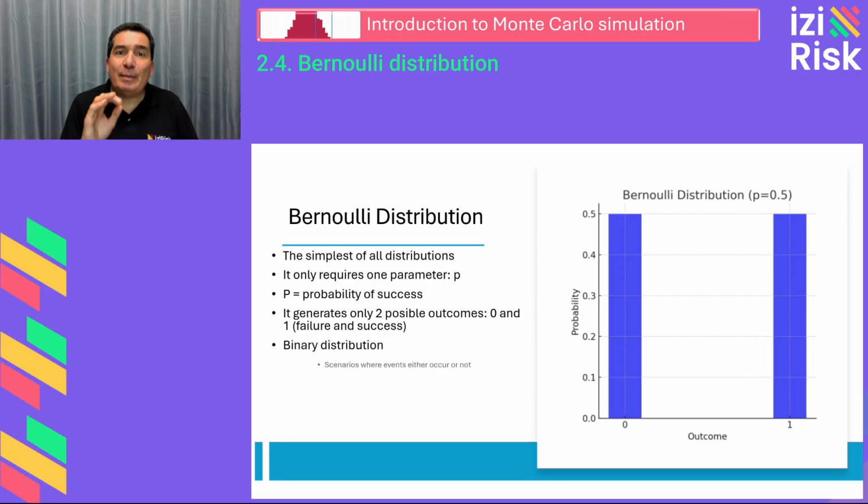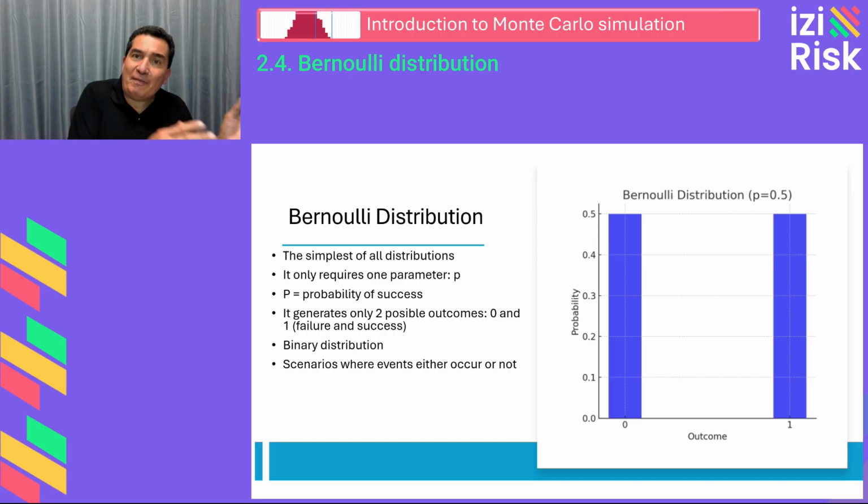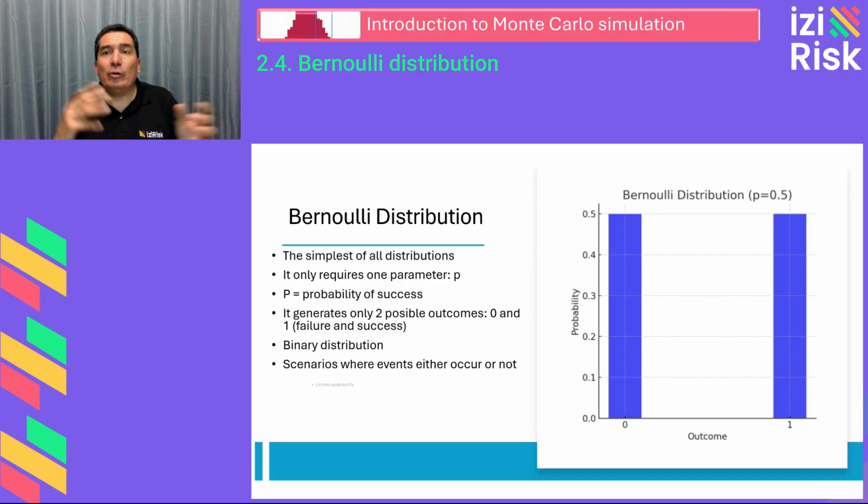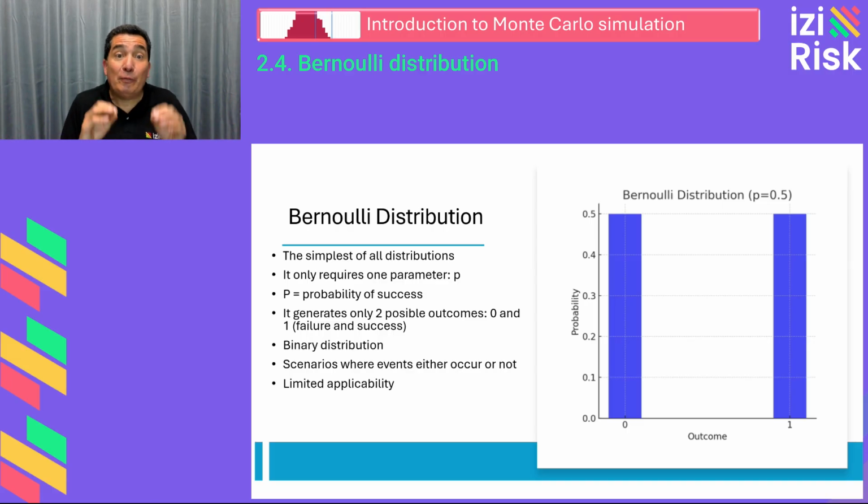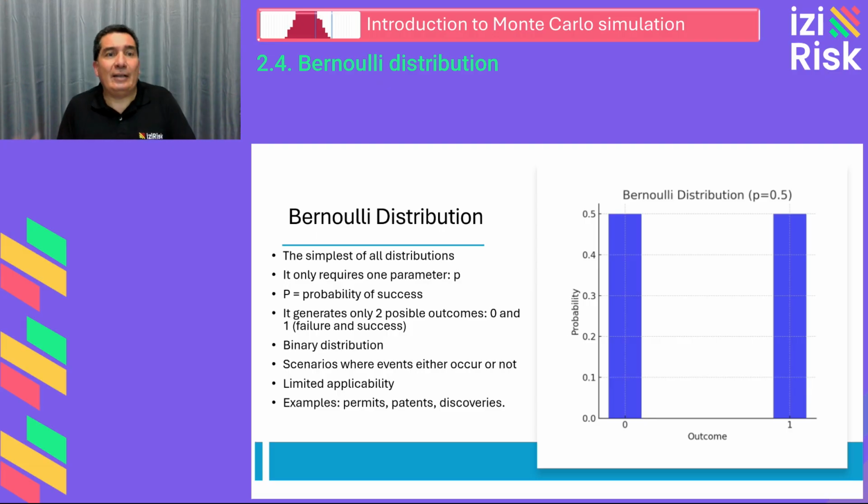This distribution is typically used in scenarios where events can either occur or not occur. That is, they are binary. Therefore, its applicability is limited. Some typical cases include, for example, the granting of a permit or a patent. It is either granted or not. Or a discovery of a subsurface geological formation. It is either discovered or not.